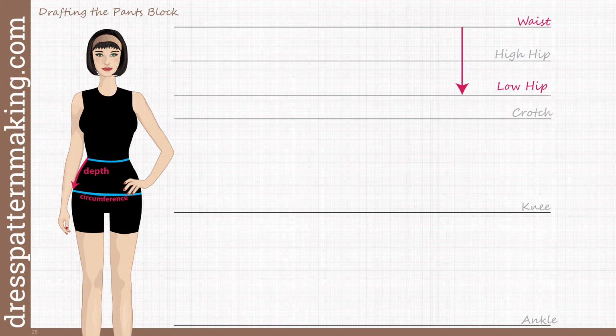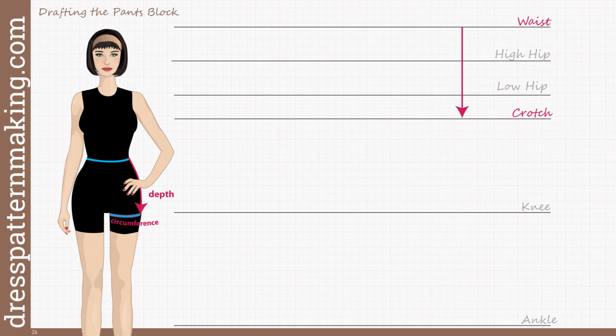It will make sense when you watch the videos where I'm drafting those blocks. So to reiterate, if the widest part of your body is at the crotch level, or if it's at your high hip, for the purpose of drafting this block, you will consider your low hip to be 2 3/4 inches above your crotch level, and you will measure there, and you will use the measurement that is at that level.